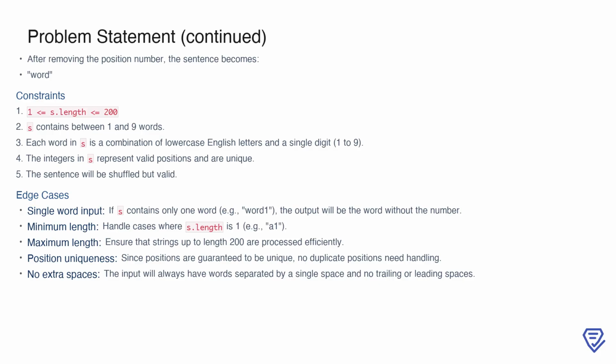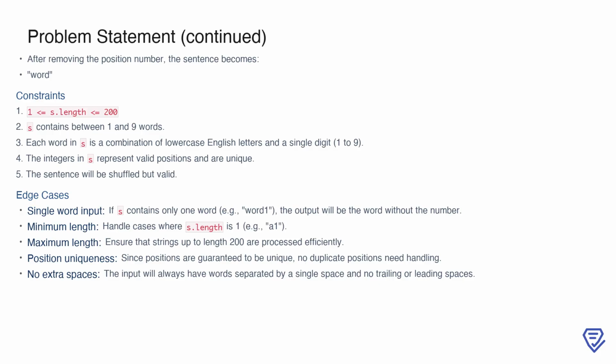The constraints on the problem ensure that the input will always be valid. The string S has a length between 1 and 200, with 1 to 9 words. Each word contains lowercase English letters followed by a single digit between 1 and 9, and the positions are unique, so there's no need to handle duplicates.